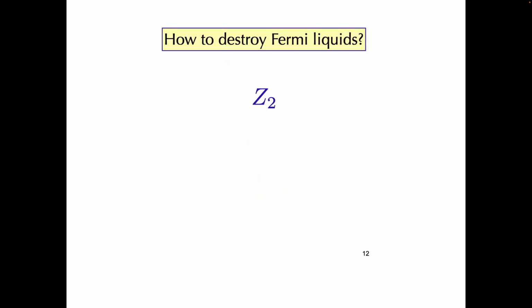Okay, so then their point is, how do you destroy the Fermi liquid? Well, all you have to do is just destroy this extra Z2 symmetry.